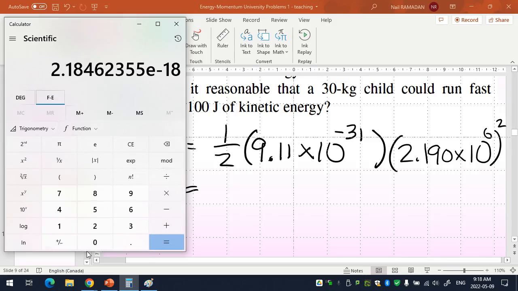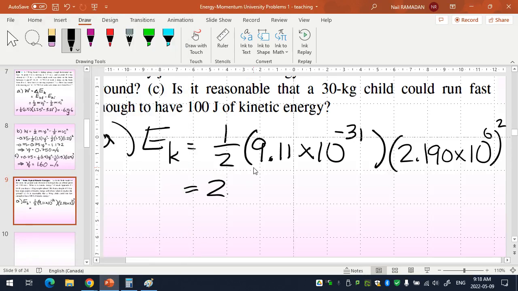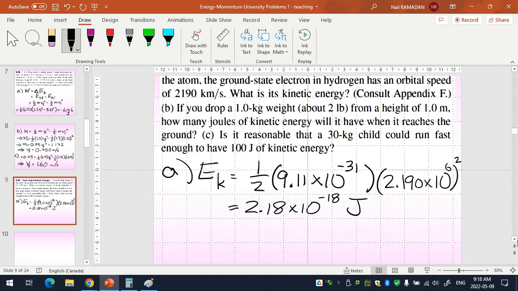That's how much kinetic energy the electron has while it orbits the proton in the hydrogen nucleus. What's the significant figures situation? 3. So 2.18. By the way, does that make sense? Of course it makes sense. We do not expect the electron to have a huge amount of kinetic energy, even though it has a huge speed, because it has a very small mass. By the way, remember, that's actually a question in your quiz that I posted yesterday.